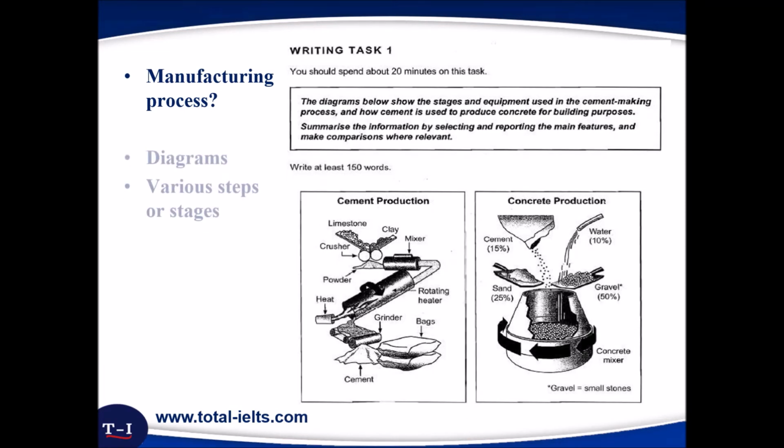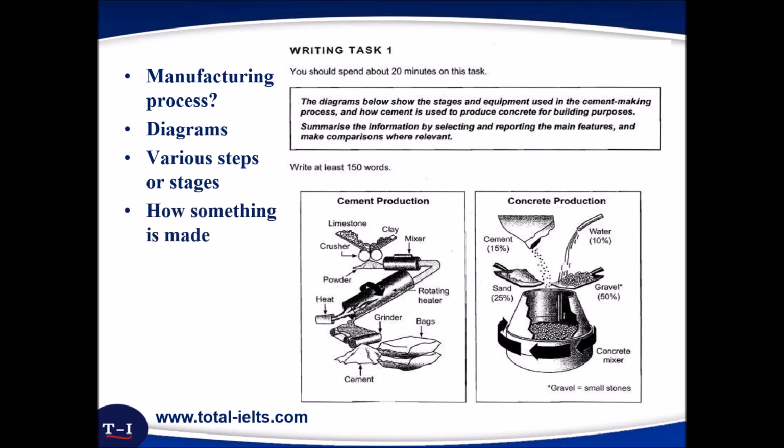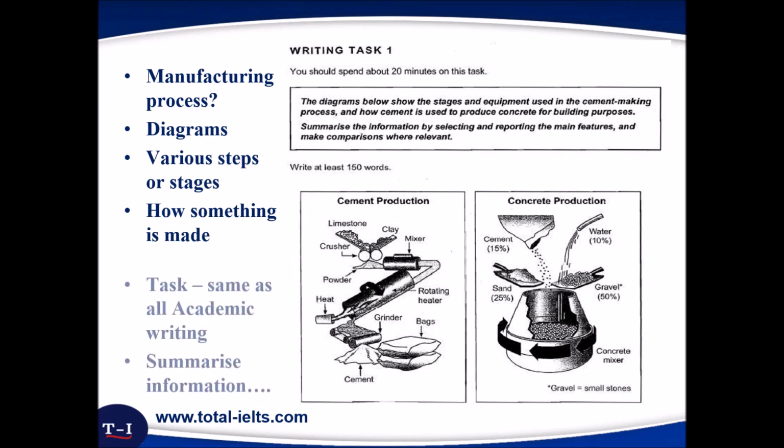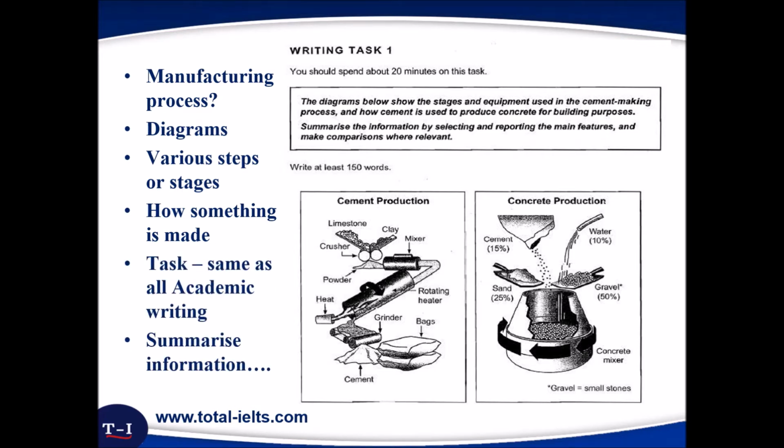A manufacturing process is a diagram or diagrams that show various steps or stages of how something is made. Here in the IELTS past paper example, we have the process of cement production and concrete production. The task, as usual, is the same as all academic writing tasks. You summarize the information, select and report the main features, and make comparisons.